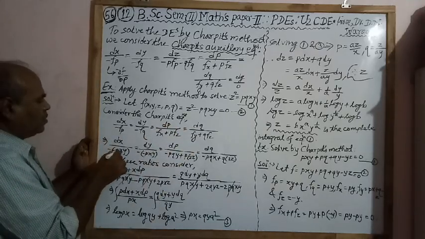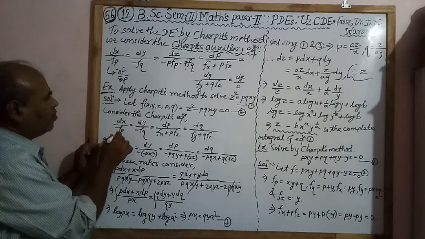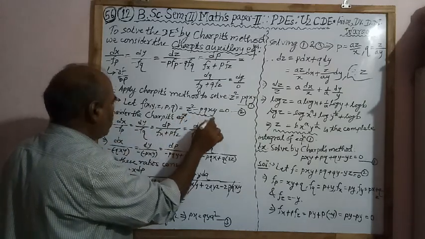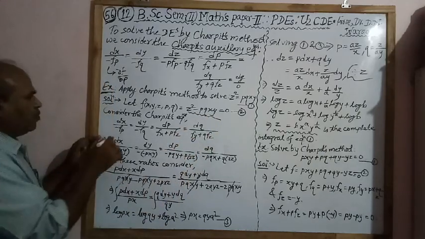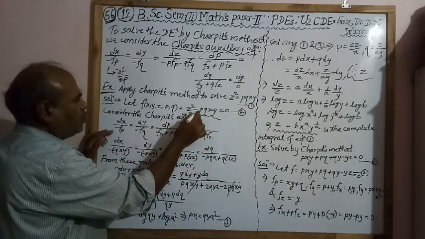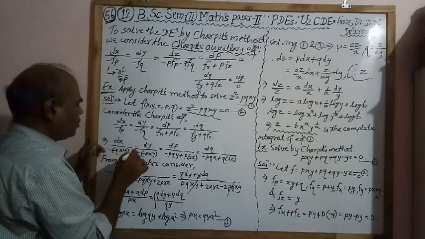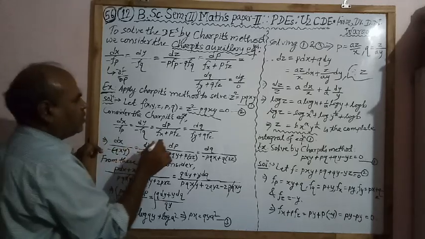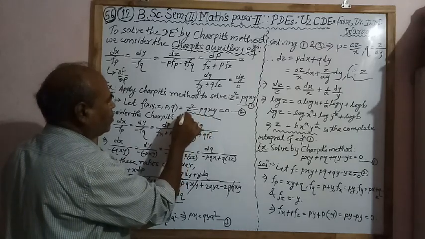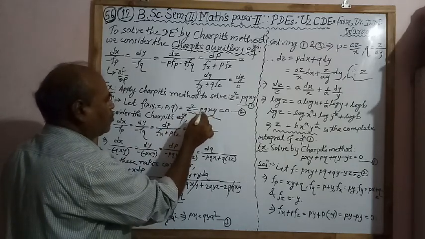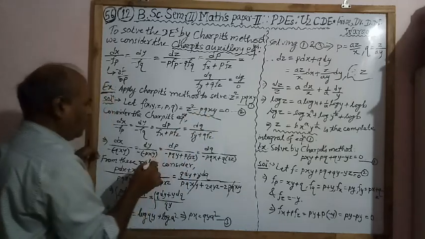Therefore, dx upon minus fp, the derivative of f with respect to p. Derivative of z square is 0, derivative of pqxy with respect to p, derivative of p is 1, therefore minus qxy. Now dy divided by minus fq. Derivative of z square is 0, and derivative of q is 1, therefore minus pxy.